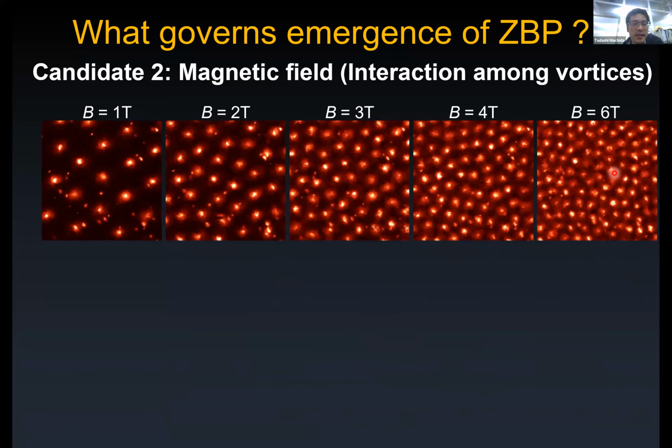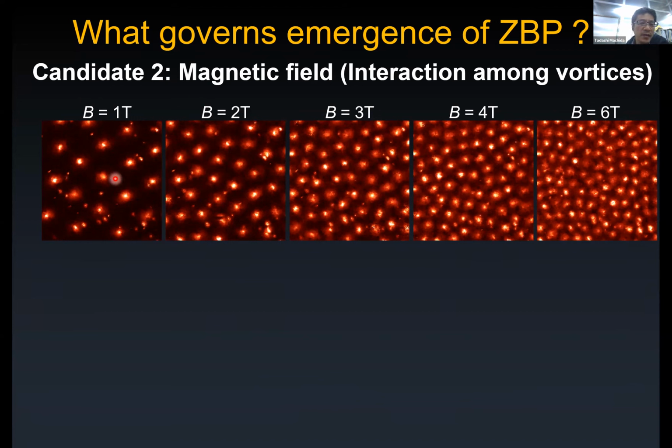So to test these possibilities, we performed systematic magnetic field dependence measurements, as shown here. These are the zero bias conductance maps taken on exactly the same field of view at different magnetic fields, from 1 Tesla and 3 Tesla to 6 Tesla. Of course, if we increase the magnetic field, the number of vortices linearly increases.